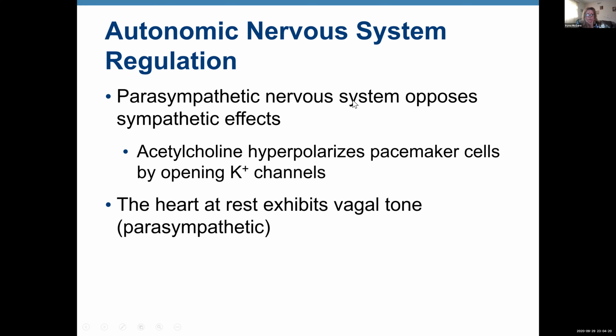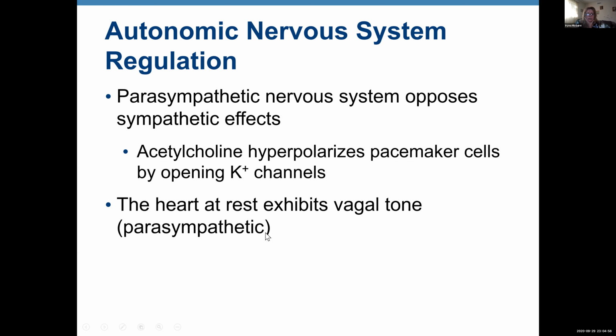Now the parasympathetic nervous system opposes the sympathetic effect. Parasympathetic neurons release acetylcholine. What acetylcholine does is hyperpolarize pacemaker cells by opening potassium channels. So they become even more negative, so now you need more sodium influx to create an action potential. The more hyperpolarized you are, the harder it is to generate an electrical impulse.